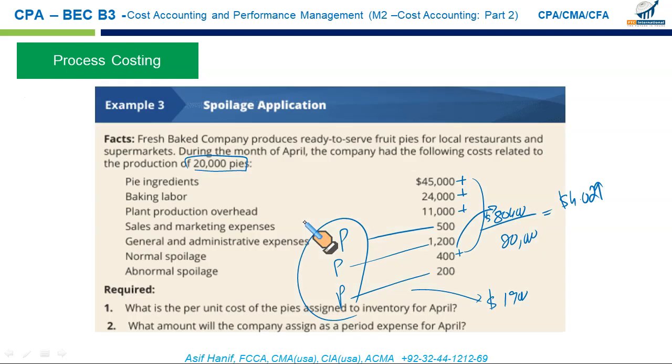So this was an important point to note. Normal spoilage is made a part of product. It increases your cost of production, whereas abnormal spoilage is excluded and it is considered as a period loss. It should not be allowed to become a part of production because we should not allow our inefficiency to become a part of product. Hence, your abnormal spoilage will not affect your unit cost. So that completes your module 2, cost accounting part 2.